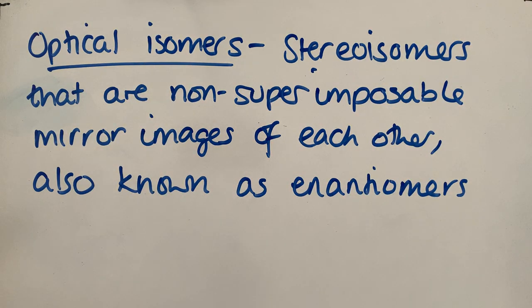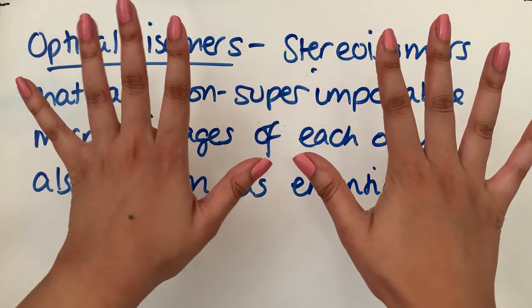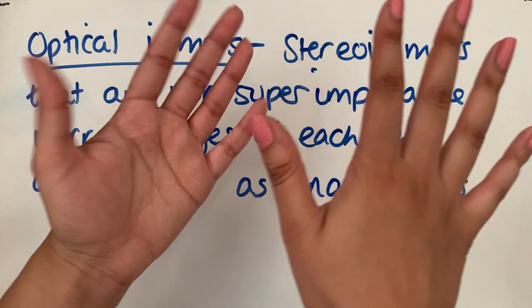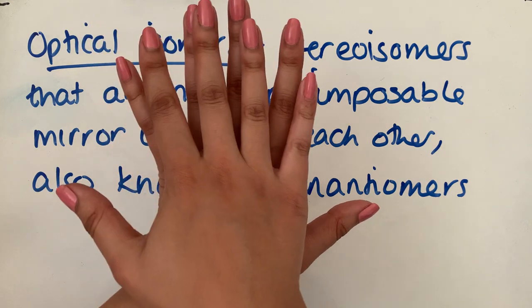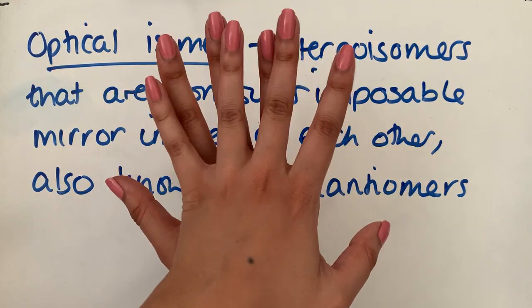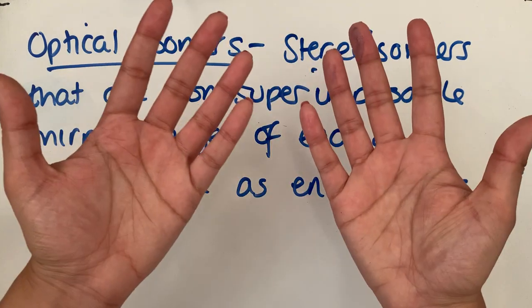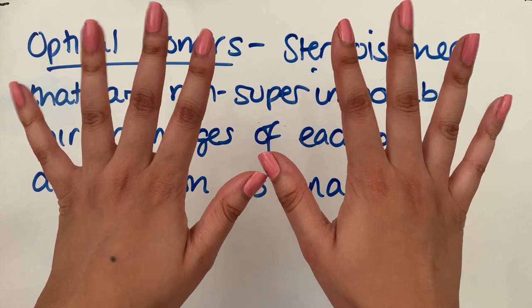What we mean by non-superimposable is that we cannot impose one over the other and make it exactly the same. They are mirror images of each other, but I can't impose one over the other. As you can see, they're not going to be exactly the same. That's what I mean by non-superimposable, but they are mirror images of each other. So my hands are examples of optical isomers.